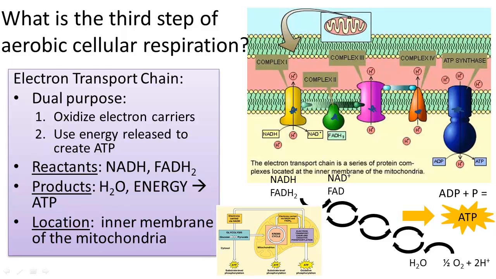Electron transport is the third process involved in aerobic cellular respiration, taking place in the inner membrane of a mitochondrium, as you can see above or in this drawing here. This is the inner membrane. You will notice a series of proteins. Okay, so here's outer and here's inner.